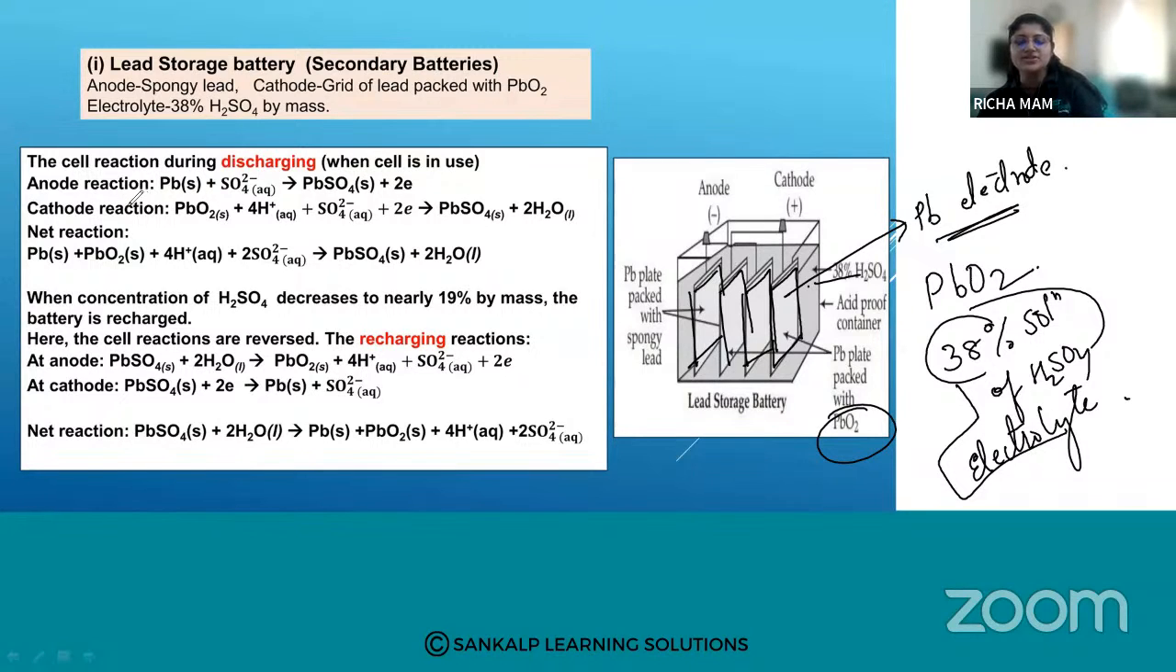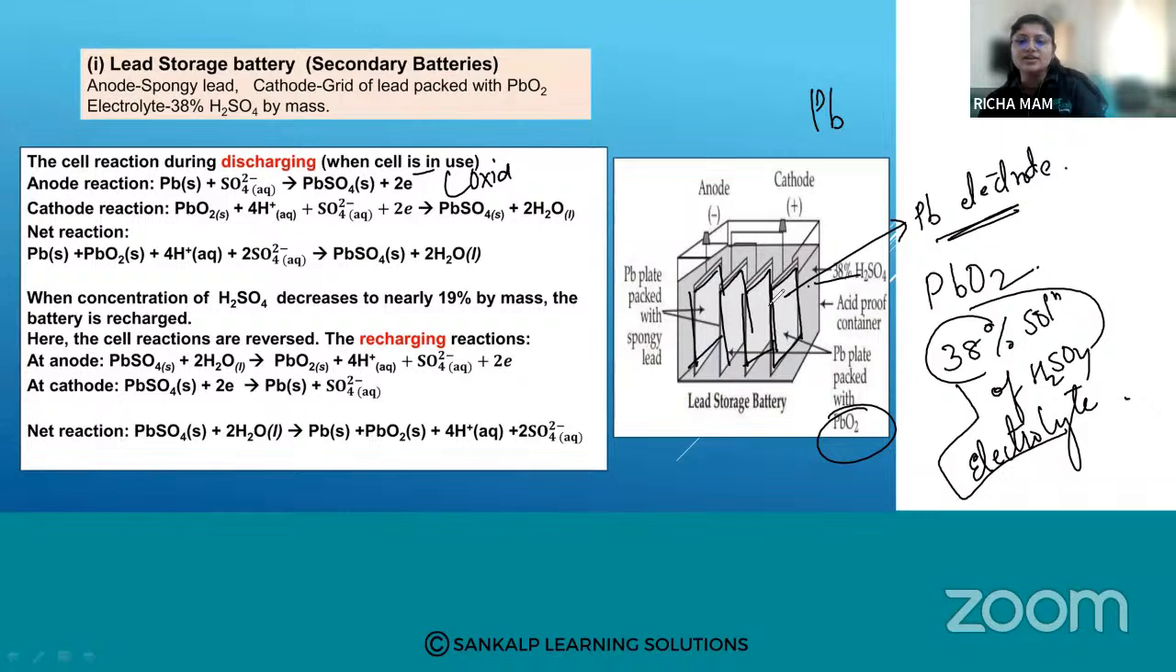Anode reaction: Pb(s) + SO4^2- gives you PbSO4 + 2e-. So your anode is what? Your anode is the lead. This lead will combine with the sulfate to give you lead sulfate plus 2 electrons. So oxidation takes place because there is loss of electrons.